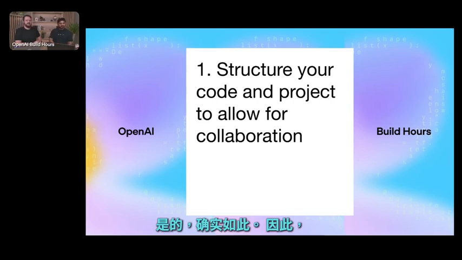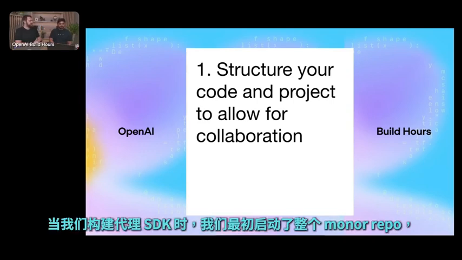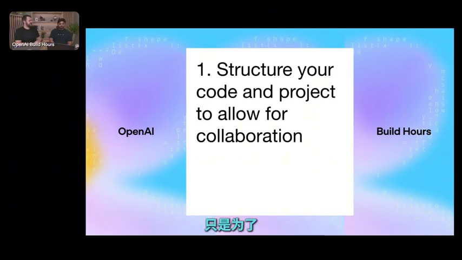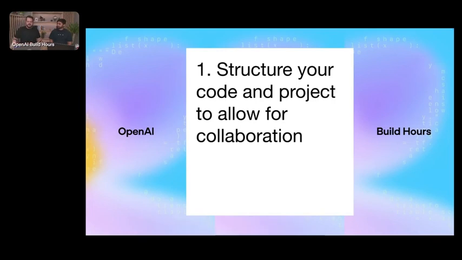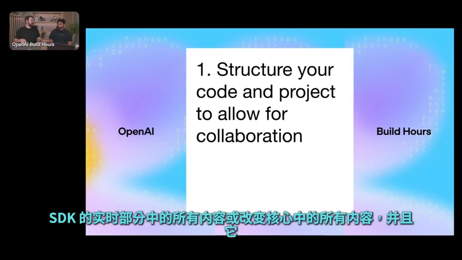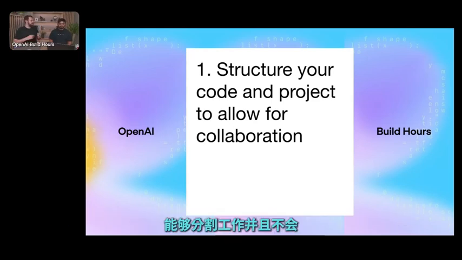Exactly. We originally started this whole monorepo when we built the Agents SDK just for the convenience of bundling different packages for end users, but it was incredibly helpful for us to limit the impact of work. You could go in and say, change everything in the realtime part of the SDK, or change everything in core, and it would be able to split that work without interfering with each other. Similarly, splitting it up into individual files makes things easier. If you have a bunch of agents working on the same file, you're going to have a bad time.